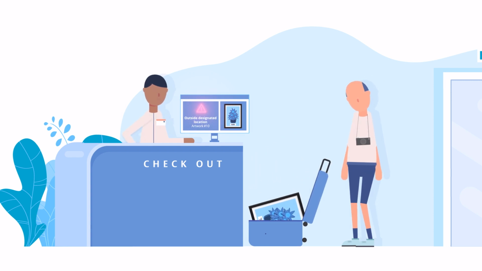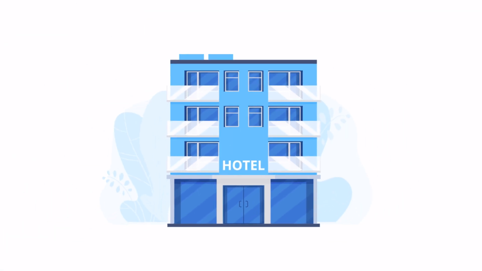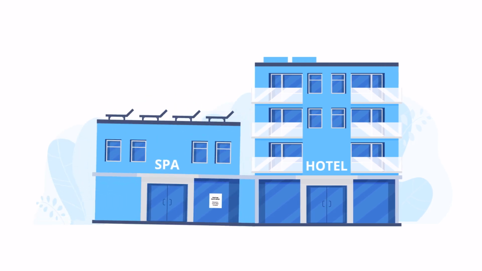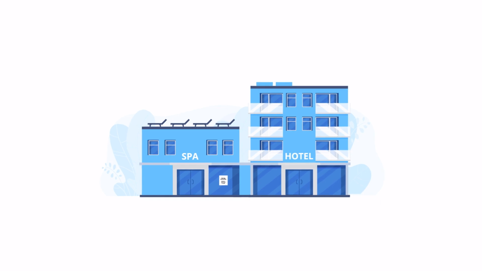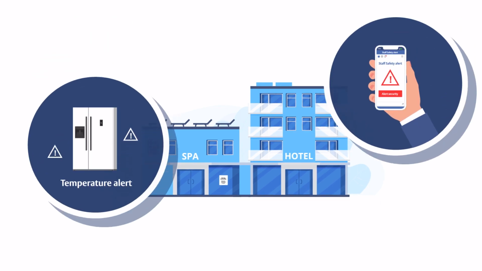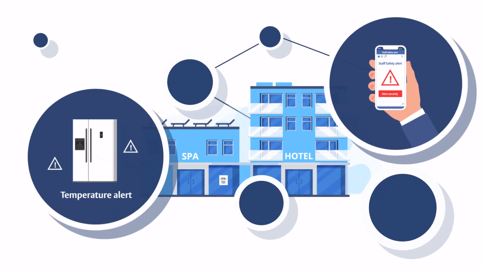replacement costs. Vostio Location Solutions is designed with scalability in mind. Using the same BLE network, you can add staff safety alert devices, monitor the condition of motorized equipment, and more.